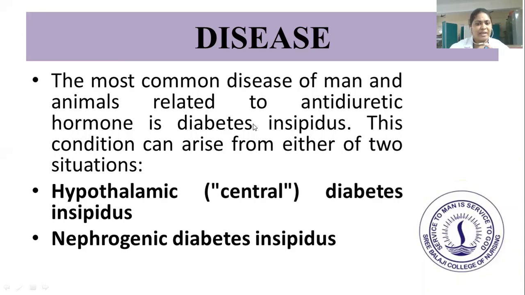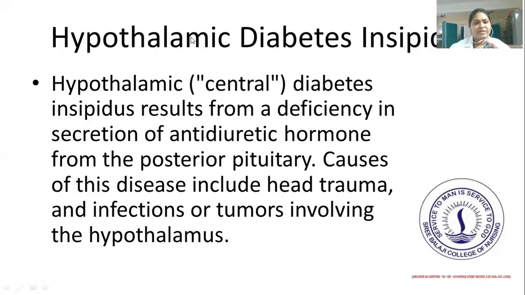One is hypothalamic central diabetes insipidus, and next is the nephrogenic diabetes insipidus. First, we'll see what is hypothalamic diabetes insipidus. The hypothalamic, or central, diabetes insipidus results from a deficiency in secretion of antidiuretic hormone from the posterior pituitary. Mostly this hypothalamic diabetes insipidus results from the deficiency of the antidiuretic hormone, which is from the posterior pituitary.